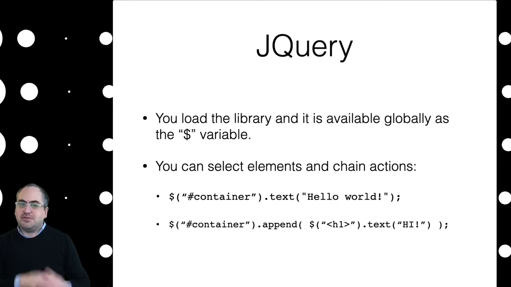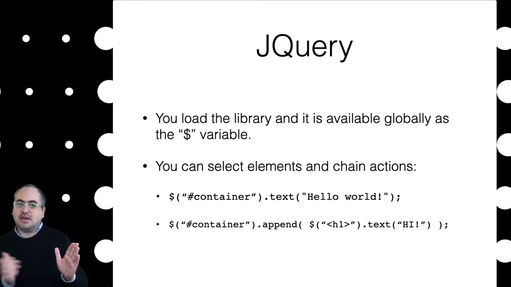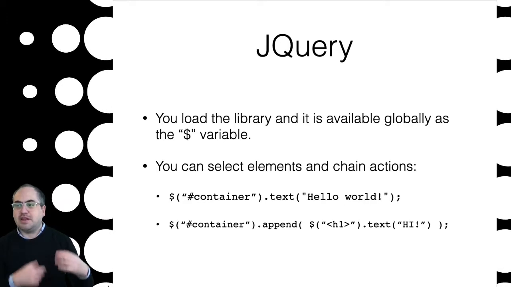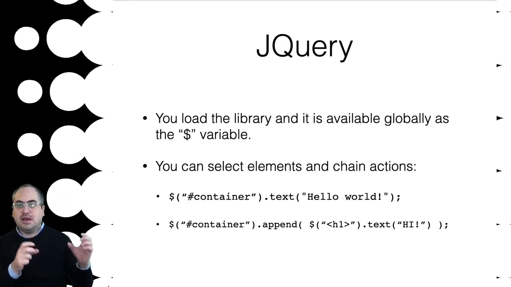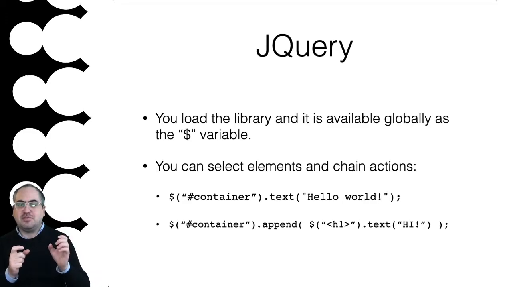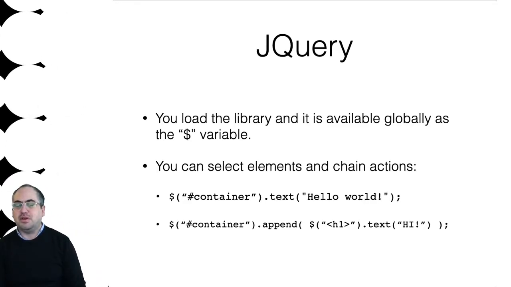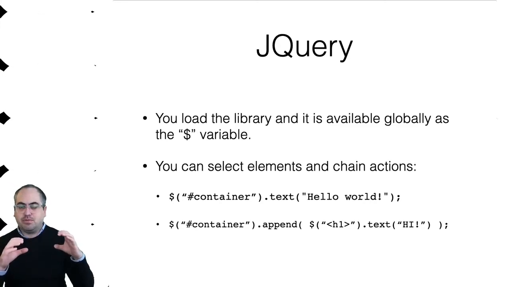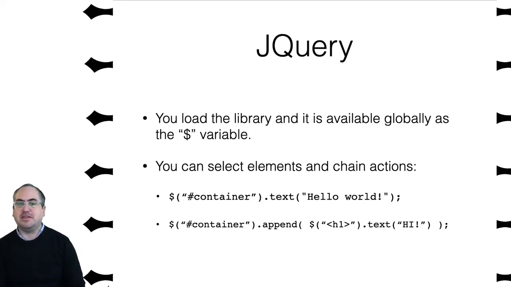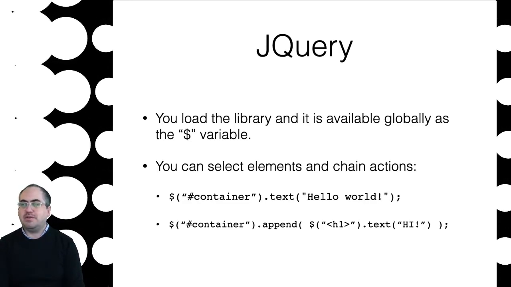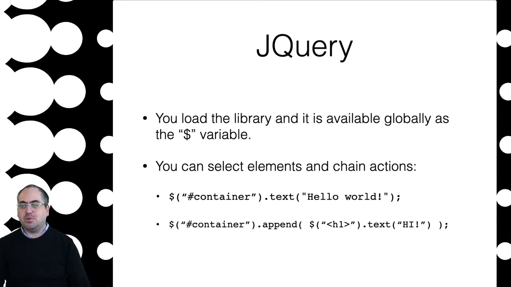And you can actually chain these things together to do multiple activities. So in the second example, it's locating the container div, and then it's appending a new element. It's basically creating a new element from scratch using this jQuery quote bracket the element, and then it's setting the text of that element. So it's a little bit different, kind of stringing these things together, but we'll go over that.